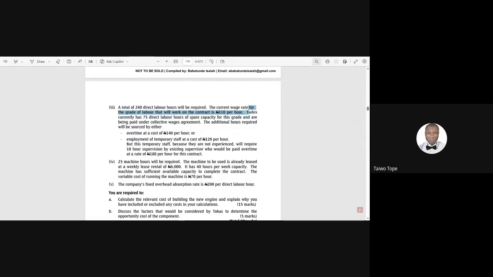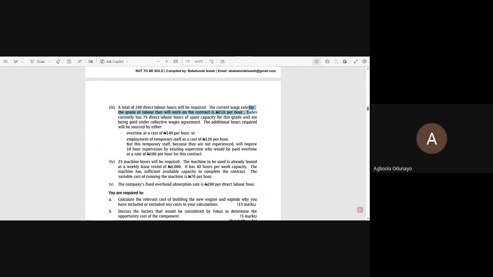Now, the other option is to employ temporary staff. We'll pay them 120 naira per hour. If you employ these temporary staff, your supervisors will still have to check what they are doing. In supervising them, they will require 10 hours for the supervision, and for this you have to pay them 180 naira per hour. So if you engage temporary staff for 165 hours at 120 naira per hour, how much will you pay overall?